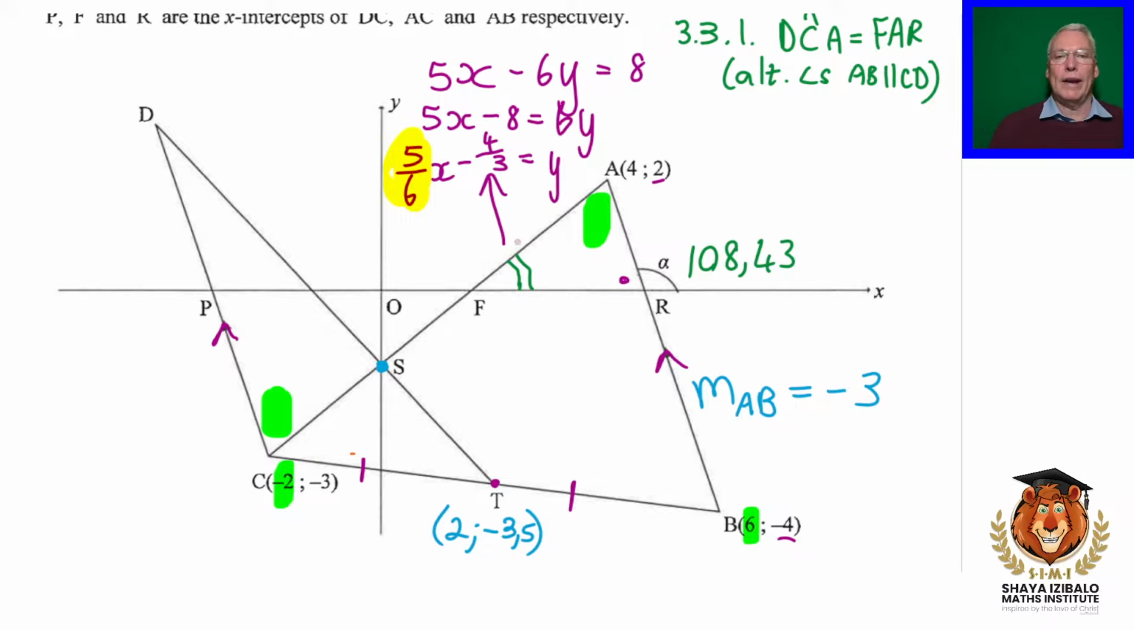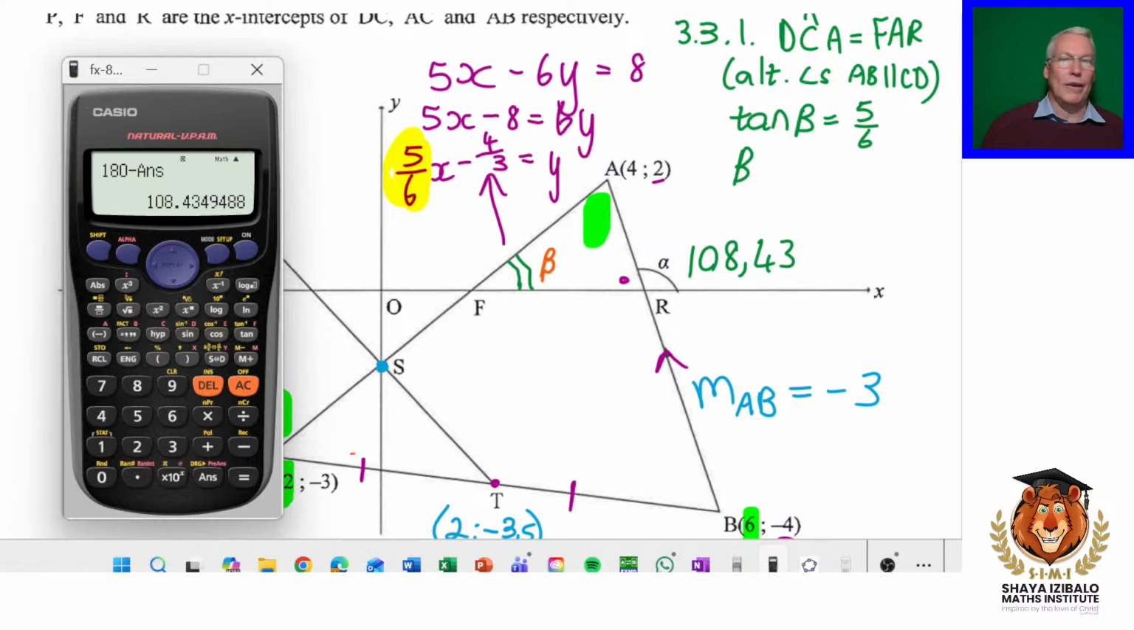So if we give this little angle a name, let's call this beta. We now know that the tan of beta is going to be 5/6. So we can get beta easily by undoing tan of 5/6 on our calculator. Shift tan of 5/6, and we get 39,81.